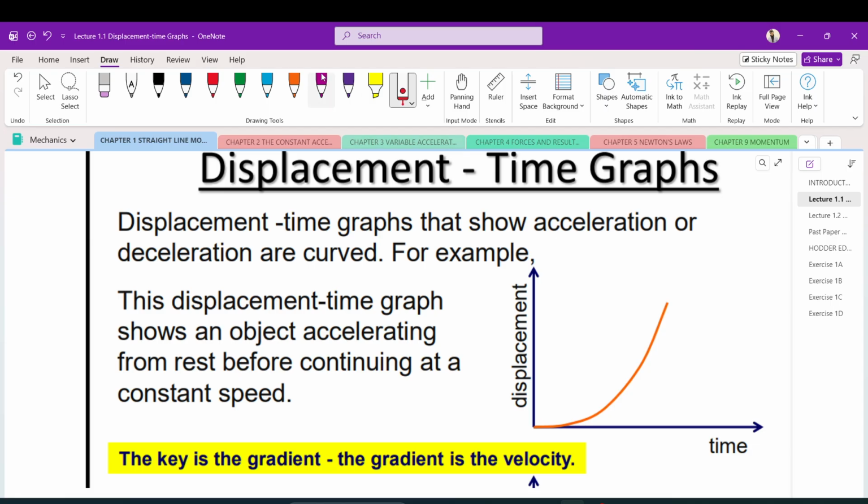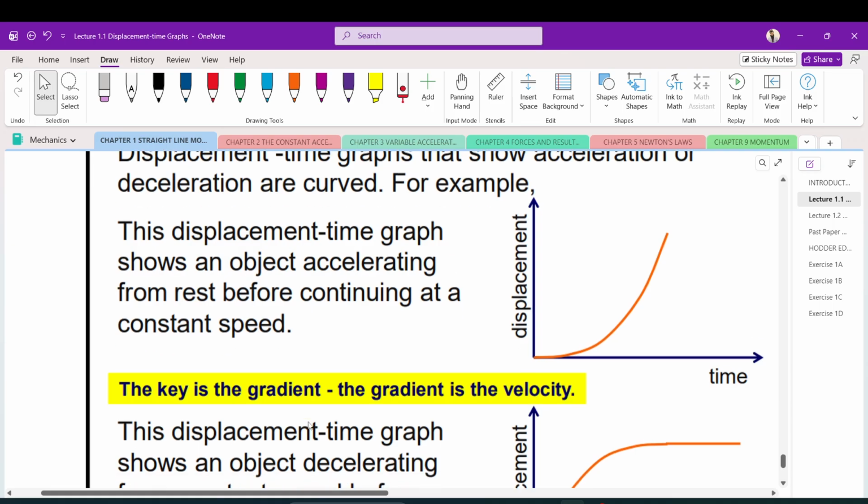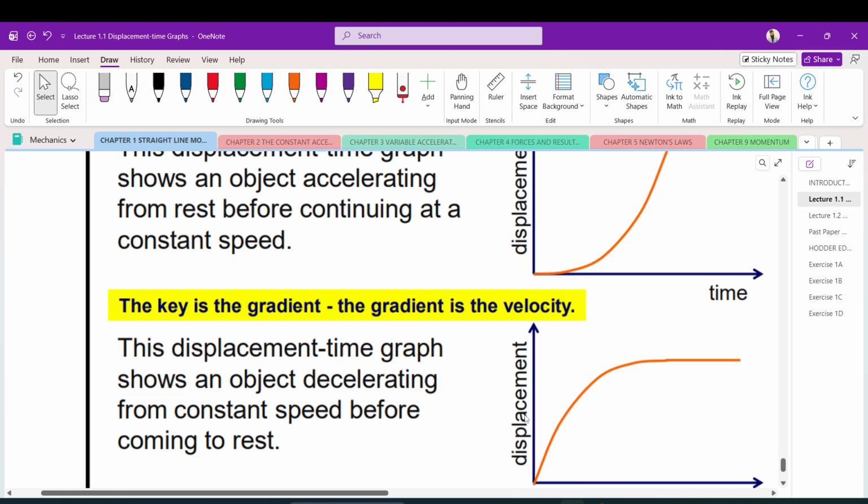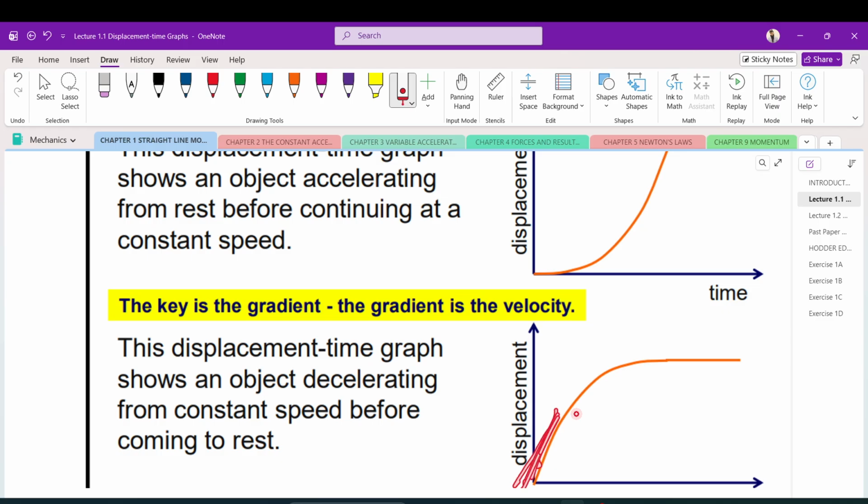This displacement time graph shows an object accelerating from rest before continuing at a constant speed. The key is the gradient. The gradient is the velocity. This displacement time graph shows an object decelerating from constant speed before coming to rest. Here you can see that the gradient is decreasing. At the beginning I have a steeper gradient over here, but as you move along, the gradient of the straight line is decreasing because the graph is becoming less steep.